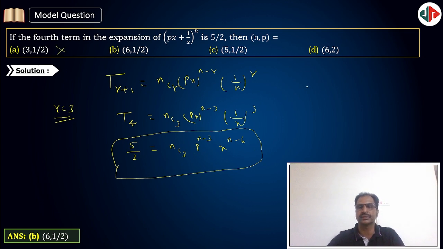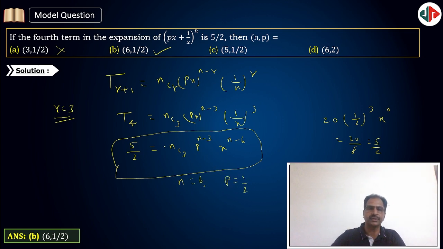Take n is equal to 6. 6C3 will be 20. If p is 1 by 2, so (1 by 2) whole power 6 minus 3, that is 3. x power n minus 6, x power 0. So this is 20 by 8, which is nothing but 5 by 2. So by verification, n is 6 and p is half is correct. So n is equal to 6, p is equal to half.